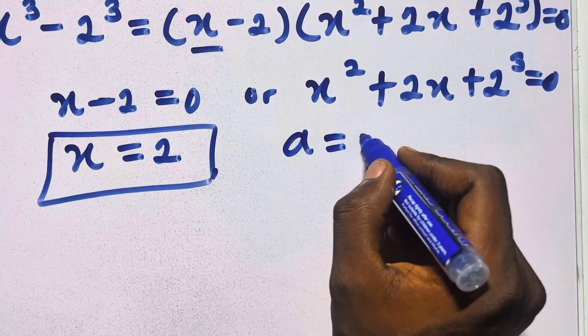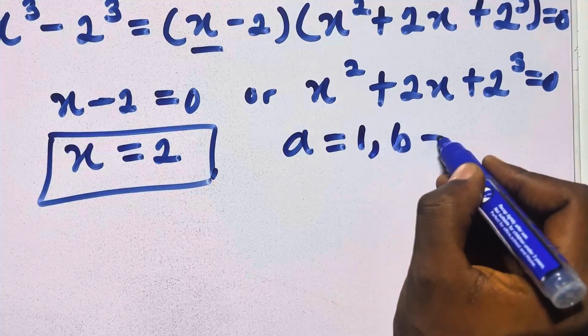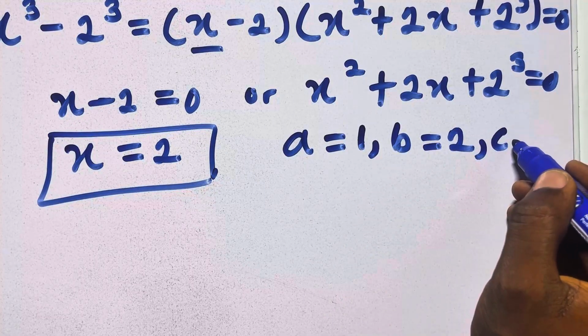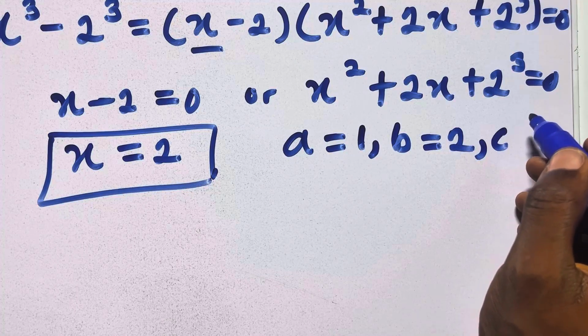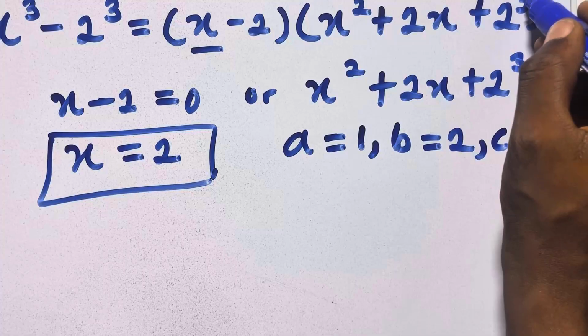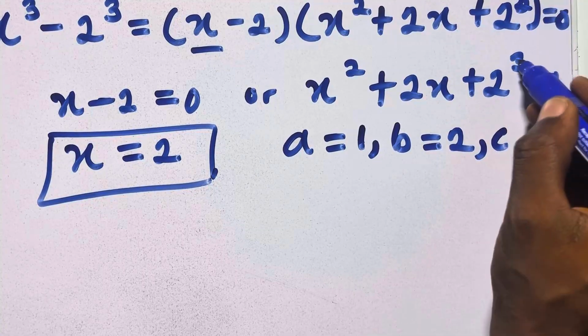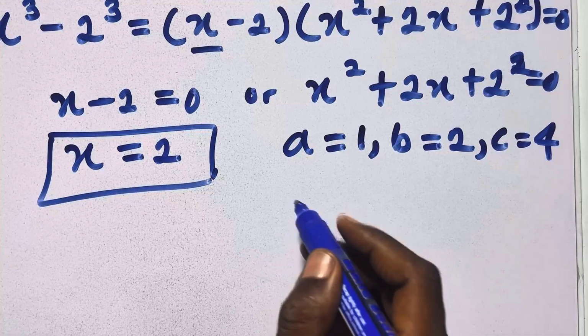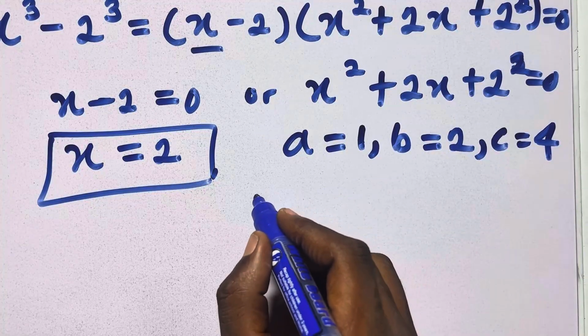If you see, our a equals the coefficient of x squared, that is 1. b, our coefficient of x, is 2. And our c, which is the constant, is, this will be squared and this will be squared, so our c will be 4.